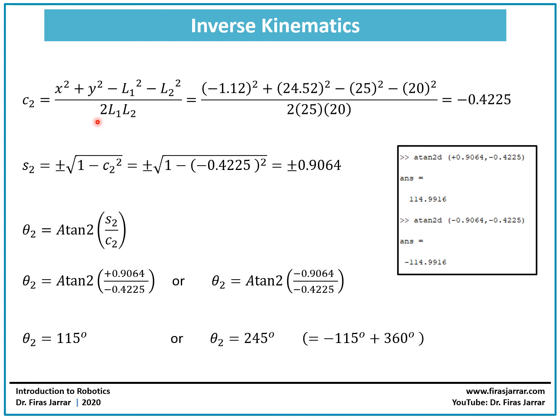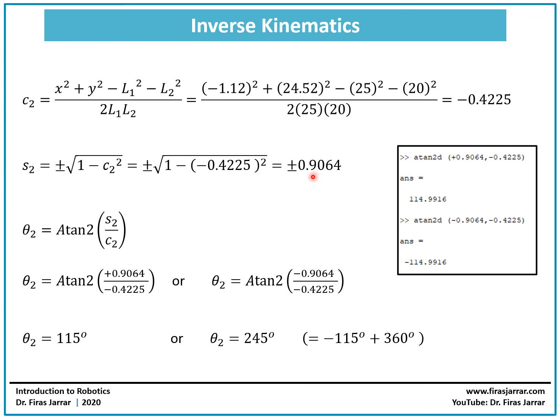So directly we start substituting into the formula for cosine theta 2. Here for x we have minus 1.12, and for y we have 24.52. For L1 I have 25, for L2 I have 20, and I substitute the same thing for L1 and L2 here. So I will obtain a value for cosine theta 2 of minus 0.4225. Now I can take this and plug it into the equation for sine theta 2. You will get two values, one being positive 0.9 and the second negative 0.9.